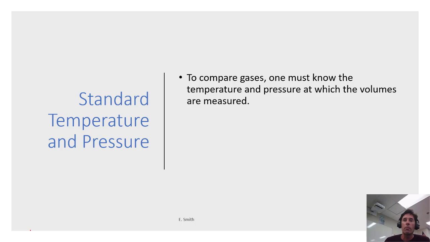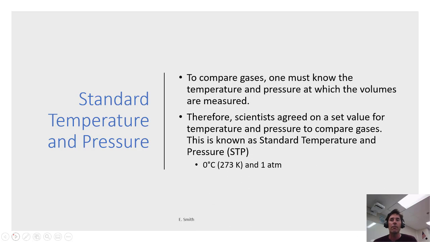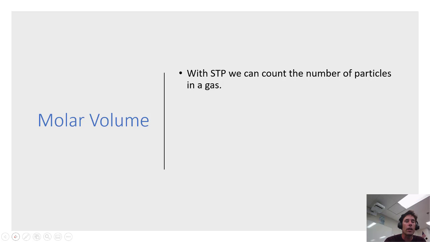So to compare gases, one must know the temperature and pressure at which the volumes are measured, okay? And so we have this thing called standard temperature and pressure, all right? And therefore, scientists agreed to a set of values. Now, this was just an agreement. This was not anything else other than an agreement to compare all gases. And they know this as standard temperature and pressure, which is 0 degrees Celsius or 273 Kelvin, and 1 atmosphere of pressure. This is what we consider to be standard temperature and pressure, okay? And so we try to compare all gases to this ideal situation, this standard temperature and pressure, okay?